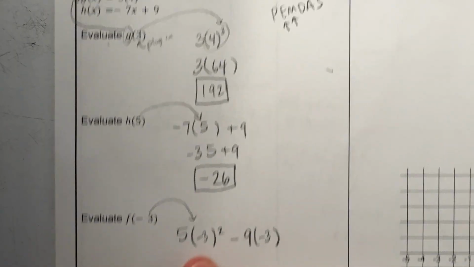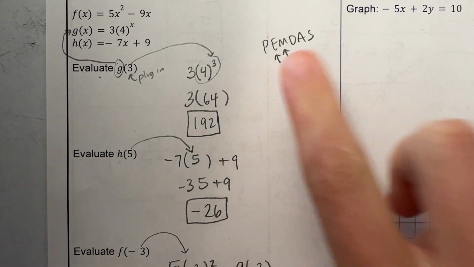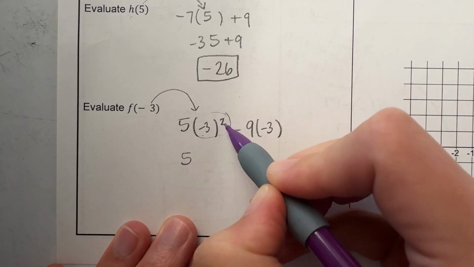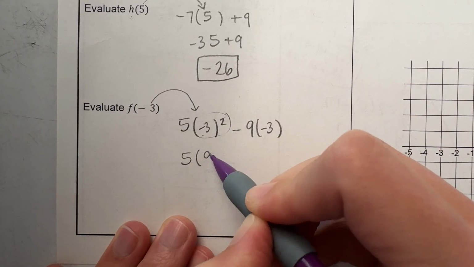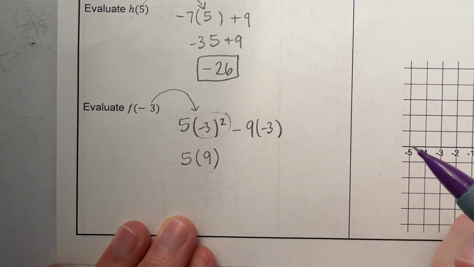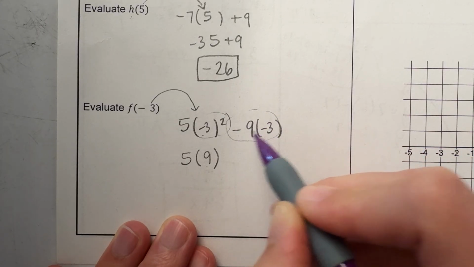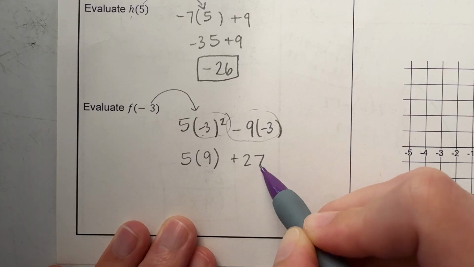Okay, here, this comes up again. The exponent comes before the multiplication. So I'm going to do this part first. So negative 3 squared is negative 3 times negative 3. A negative times a negative is a positive. Okay, so that's positive 9. Look, once again, a negative times a negative is a positive. Negative 9 times negative 3 is positive 27.